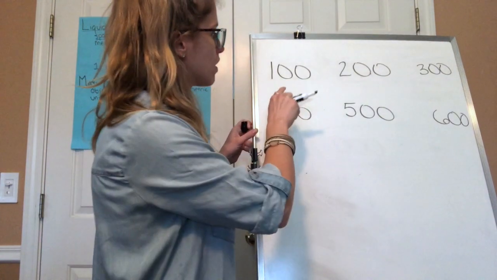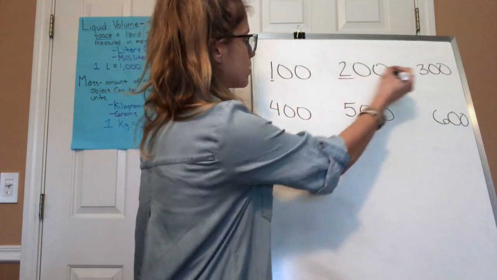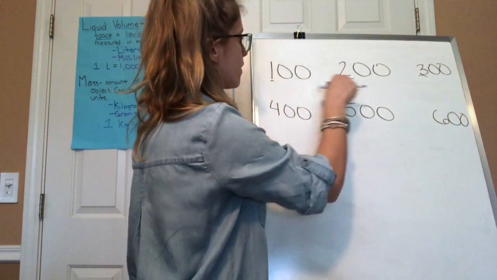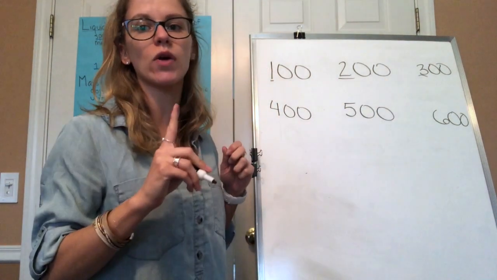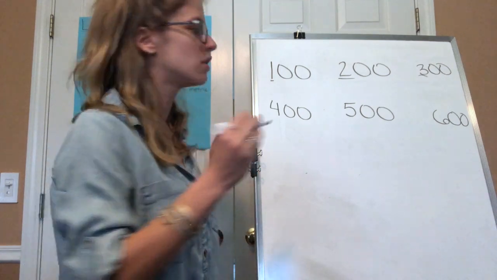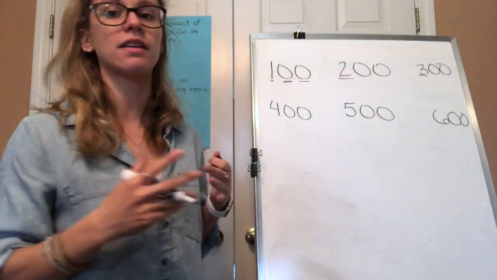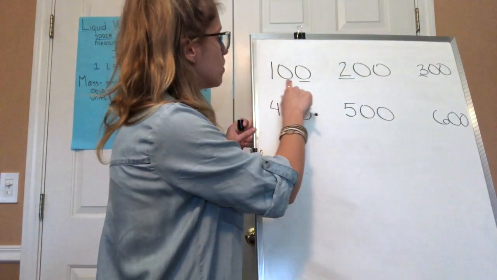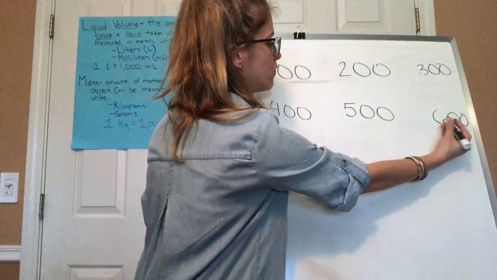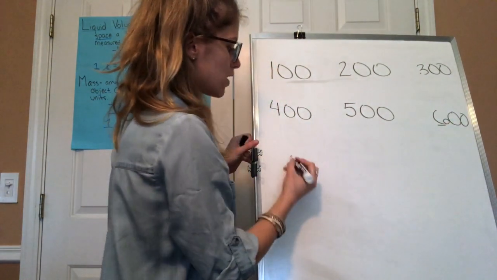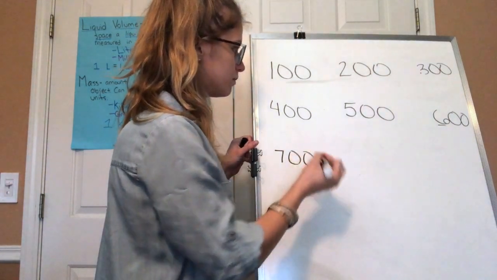I notice that the only thing that's changing right now is my hundreds place. And it's just going 1, 2, 3, 4, 5, 6. It's increasing by 1 when I'm skip counting by 100. But my tens and ones place are staying exactly the same. So if my last number was 600, I'm just focusing on my hundreds place, and I know it's going to go up 1. So 700.